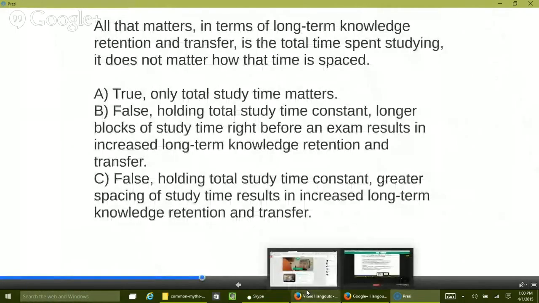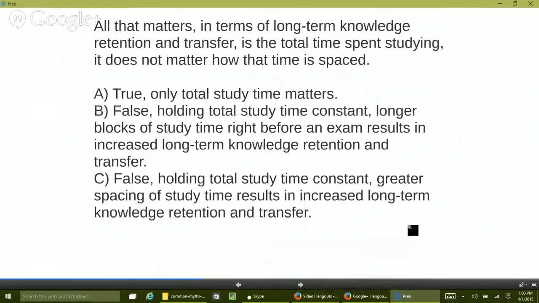Okay, now this one's a little bit more complicated as a statement. It says that all that matters in terms of long-term knowledge retention and transfer is the total time spent studying. It does not matter how that time is spaced. So the first option is true, only total study time matters. The second is false, holding study time constant, longer blocks of study time right before an exam results in increased long-term knowledge retention and transfer. And the last option, C, is false, holding study time constant, greater spacing of study time results in increased long-term knowledge retention and transfer.